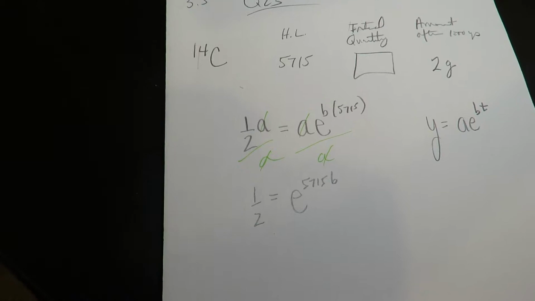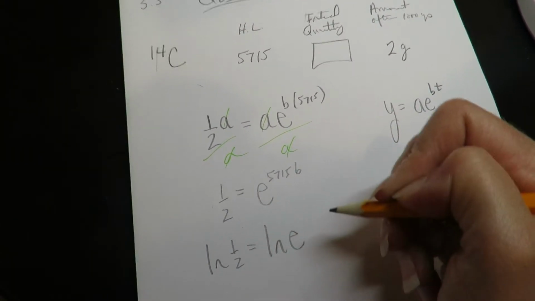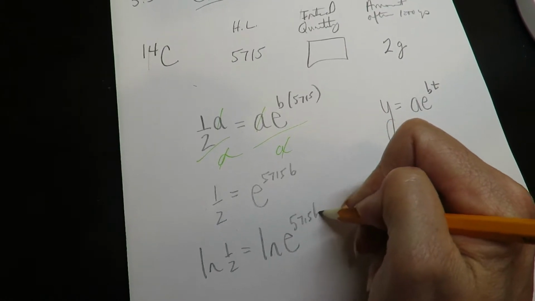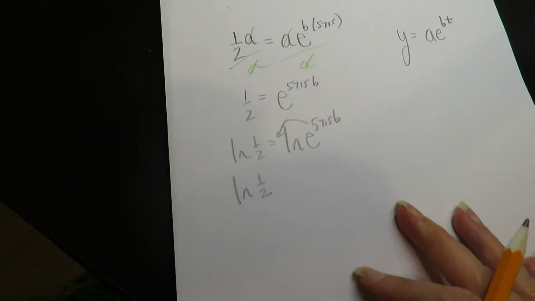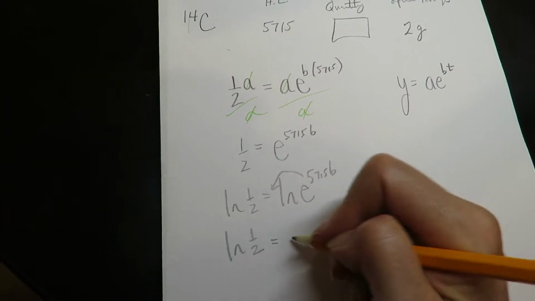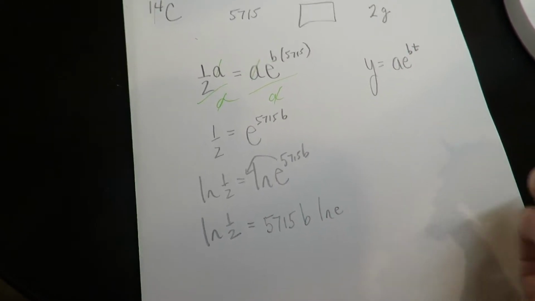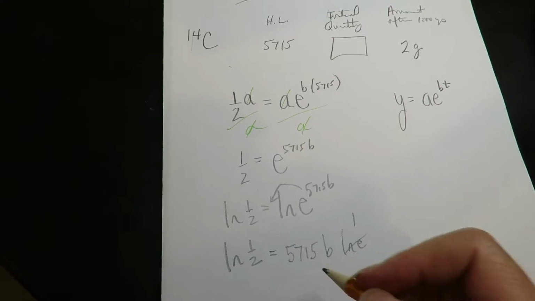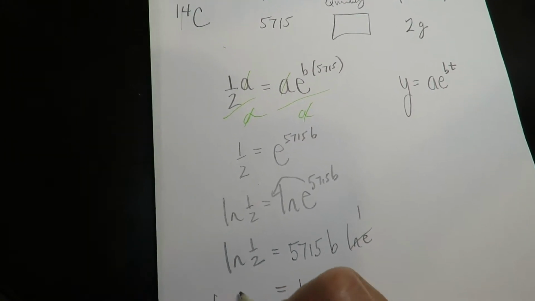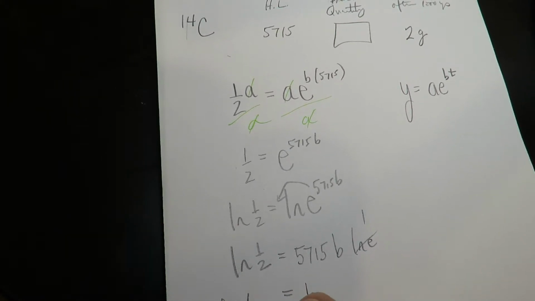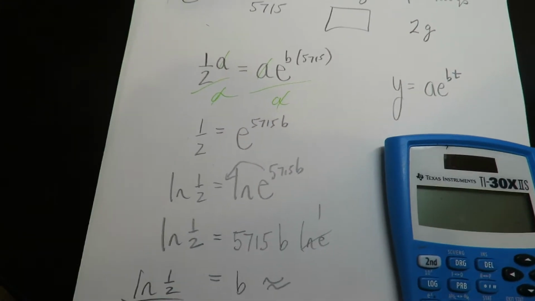Alright, so you divide off the A, so now I'm ready to take the ln of both sides. Okay, bring the exponent down in front. Okay, as we know, ln of e is 1. Now we're going to divide off to isolate B. So we divide off this 5,715. And again, estimate B to 5 or 6 decimals.